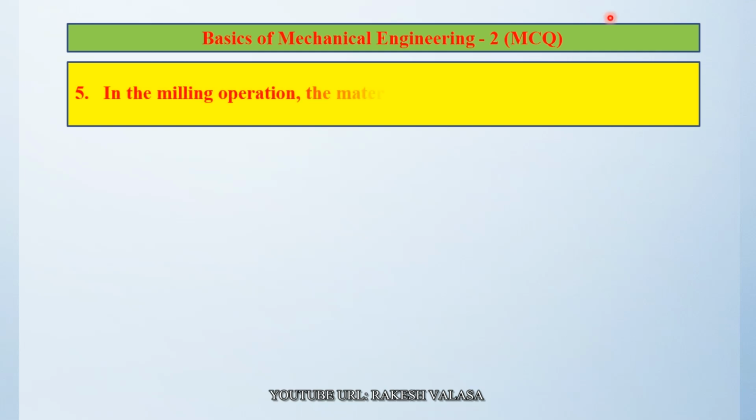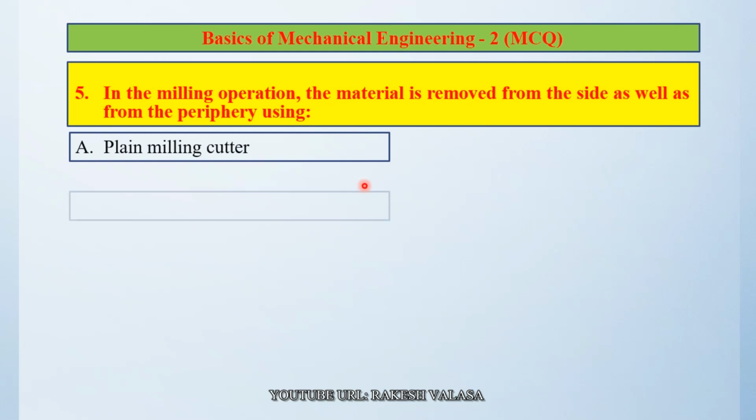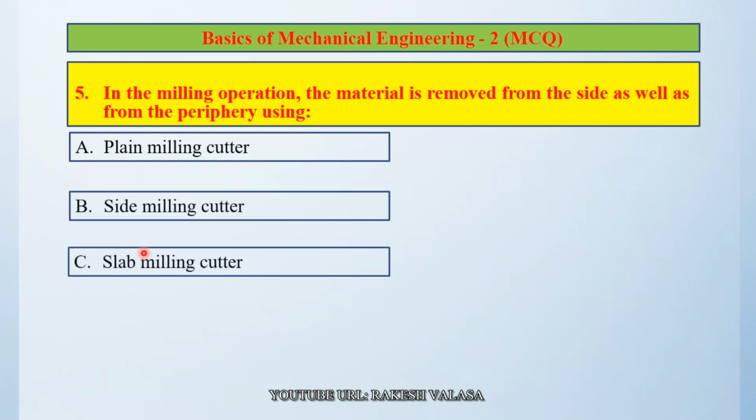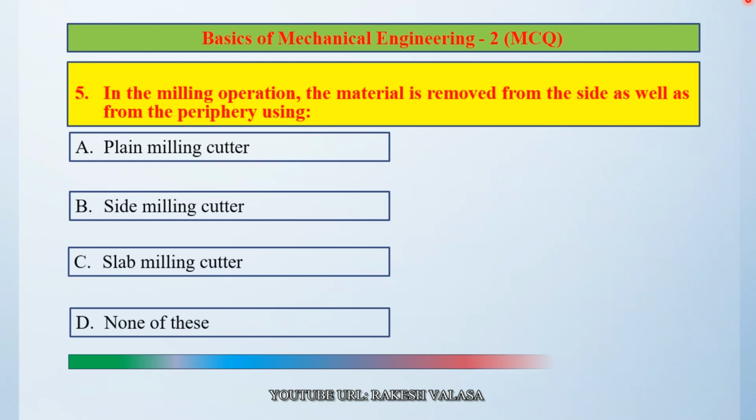Question number 5. In the milling operation, the material is removed from the side as well as from the periphery using option A, plain milling cutter; option B, side milling cutter; option C, slab milling cutter; option D, none of these. The correct answer is option B, side milling cutter.